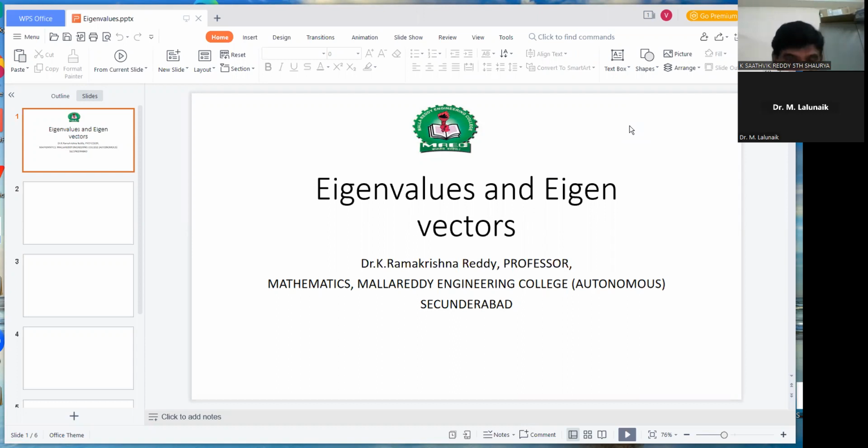Hi students. In the last class, we already discussed the definition of eigenvalues and eigenvectors, and some problems on how to find the eigenvalues and eigenvectors of square matrices. Now, in this session, we discuss how to use the properties for finding eigenvalues and eigenvectors. So here we discuss some properties of eigenvalues and eigenvectors.